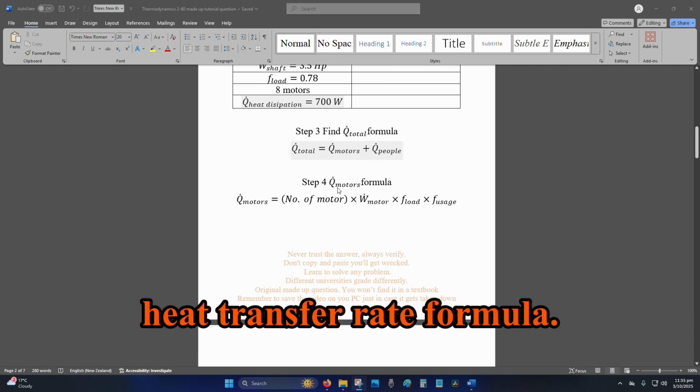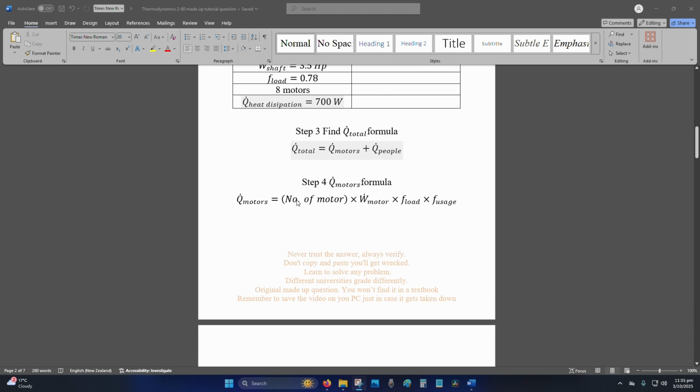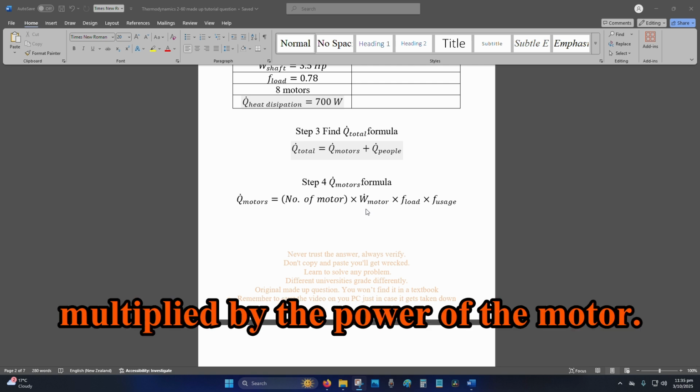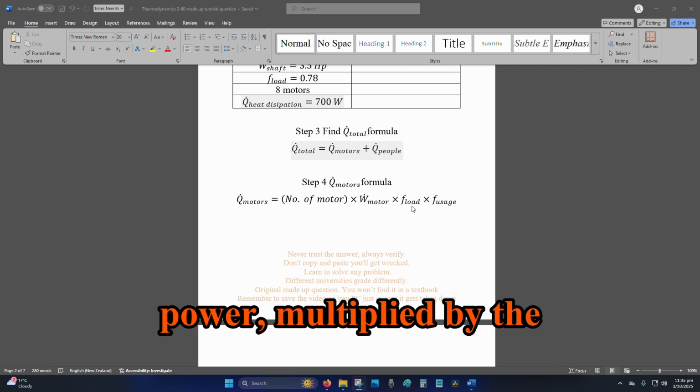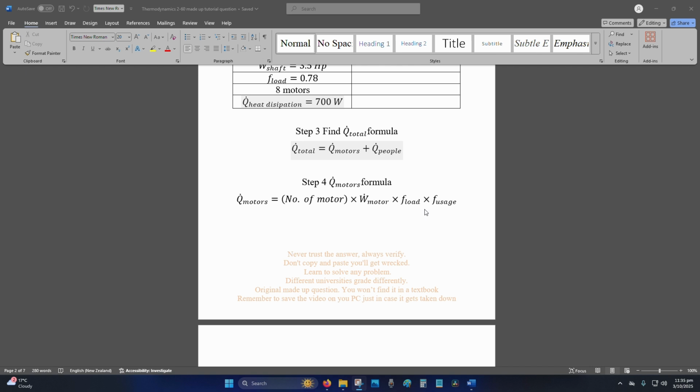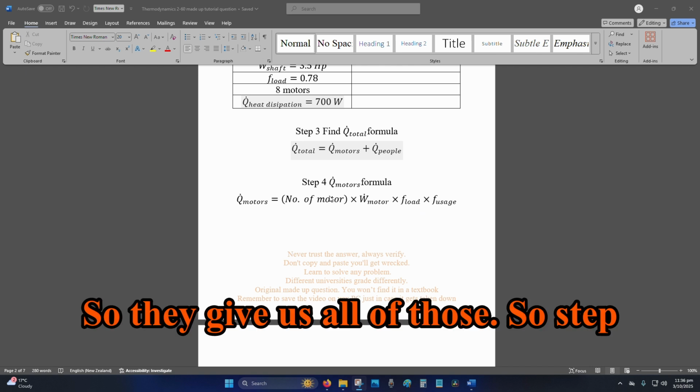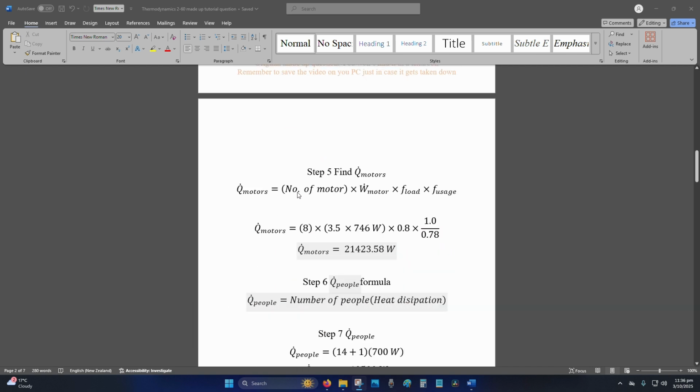Step 4, find the heat transfer rate formula. So that is the motor multiplied by the power of the motor. So number of motors multiplied by the power, multiplied by the load, multiplied by the usage. So they give us all of those. So step 5, just plug and play.